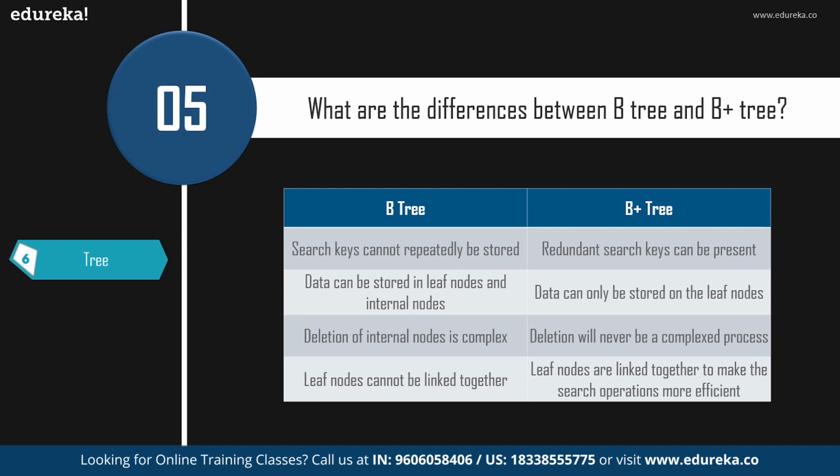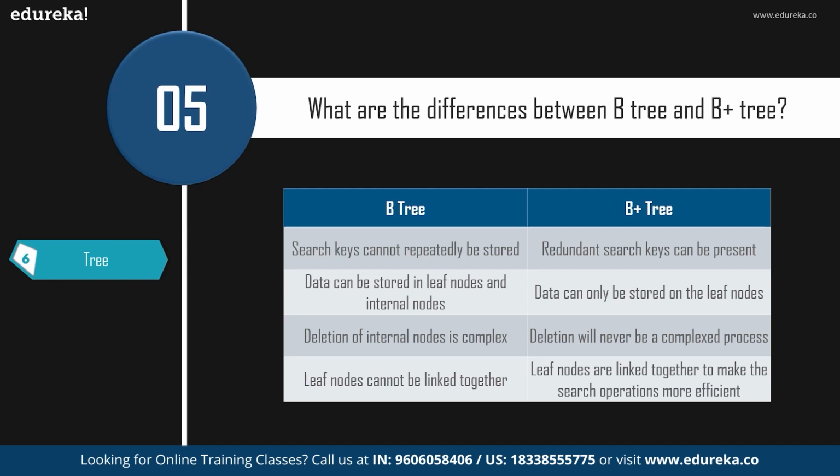Next, in B tree, searching for some data is a slower process since data can be found on internal nodes as well as on the leaf nodes. While in B plus tree, searching is comparatively faster as data can only be found on the leaf nodes. In B tree, deletion of internal nodes is complicated and very time consuming, while in B plus tree, deletion will never be a complicated process since the element will always be deleted from the leaf node.